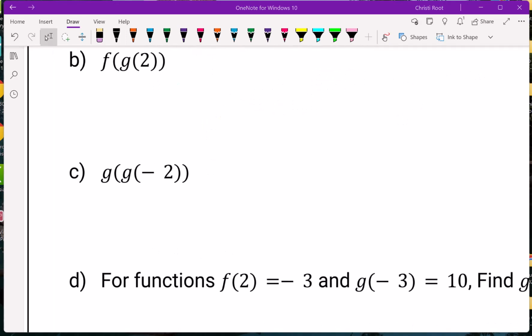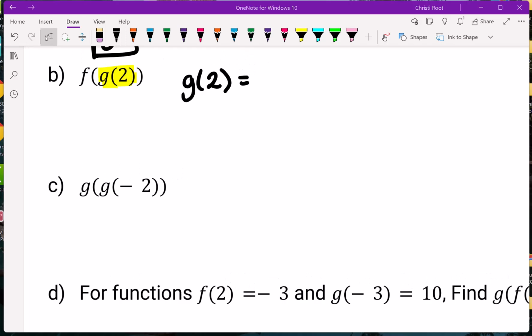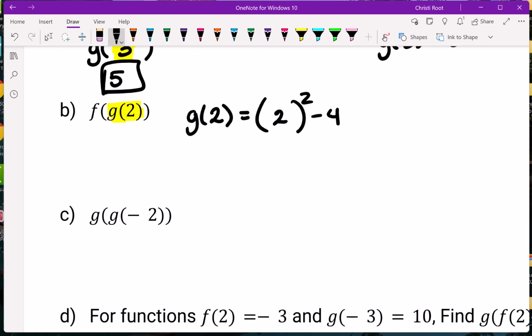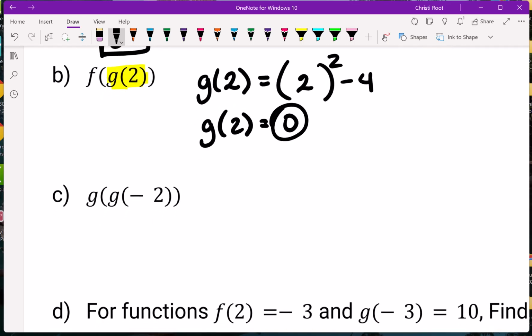Okay, second example, what I'm going to do is start on the inside. And that means I need to figure out what g of 2 is. We're going to plug that 2 into the g of x function. So instead of writing x squared minus 4, I'm going to leave a space to substitute there. And when I plug in a 2, I wind up with 0. Okay, and then you can take that 0 and go back over here and replace g of 2 with 0.